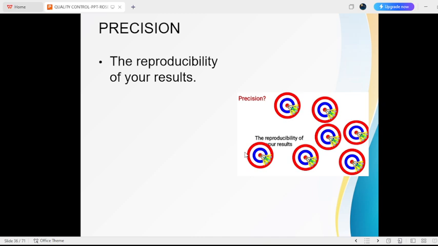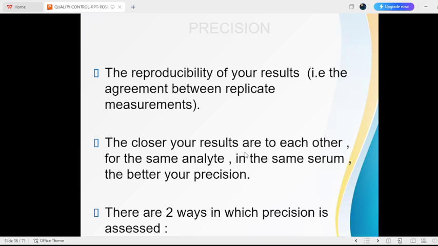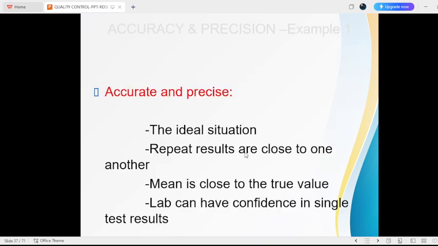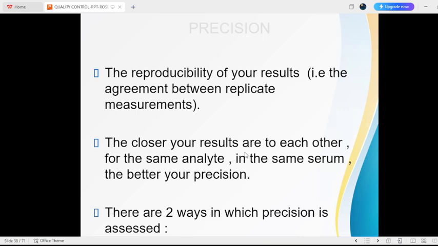Next is precision. Precision means the reproducibility of the result. The reproducibility of results means the agreement between replicate measurements. However many times we repeat the same test, we expect closely related values. The closer your results are to each other for the same analyte in the same serum, the better your precision. There are two ways in which precision is assayed: inter-assay and intra-assay.